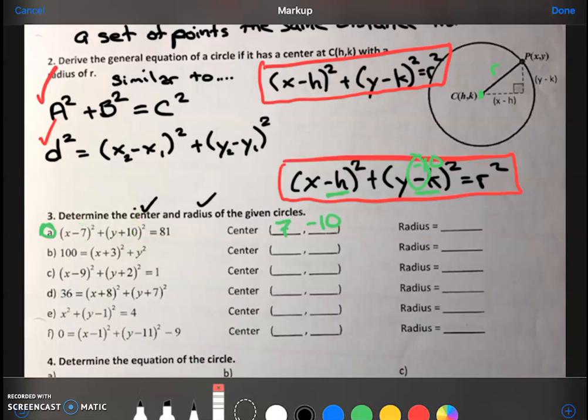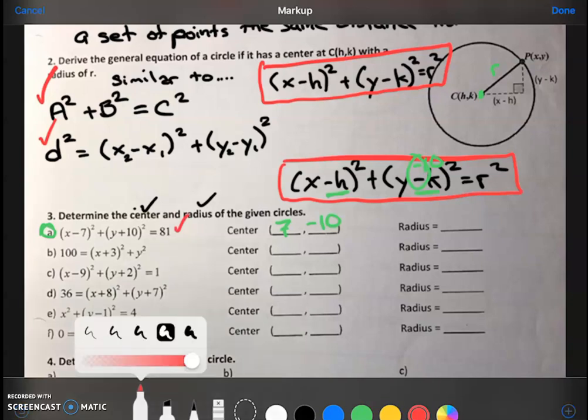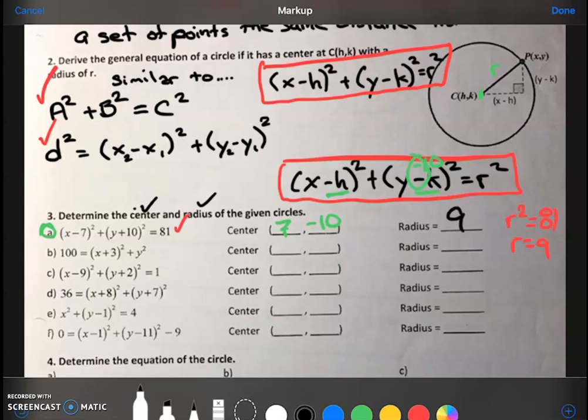The radius number is back here in red. It is not 81. That represents r squared. So if r squared is 81, then r by itself is 9. So the radius is 9. The center is 7, negative 10, and then the radius is 9. So go ahead and finish up 3, and then I will finish up with number 4.